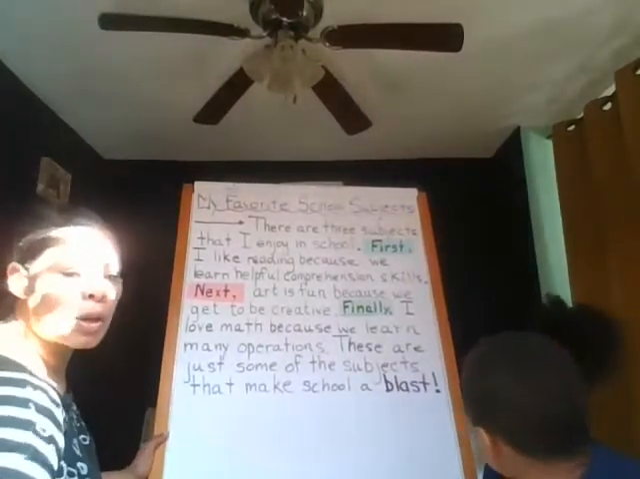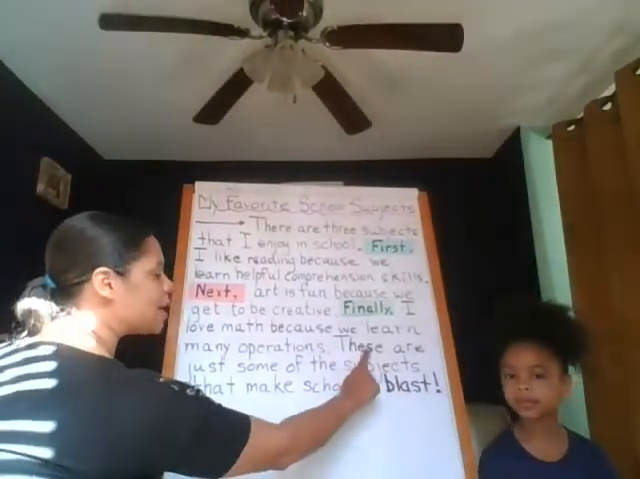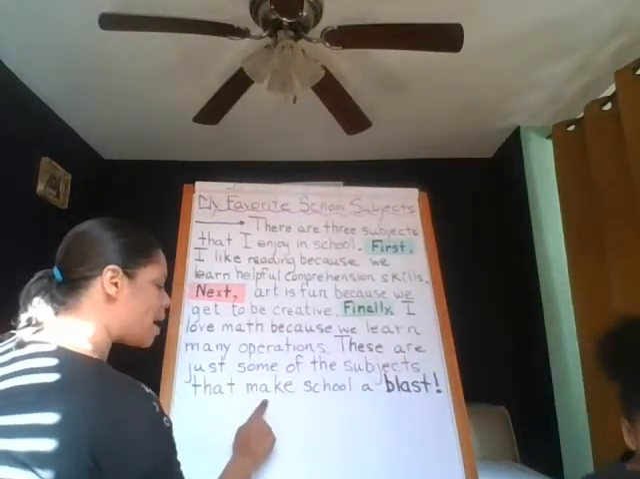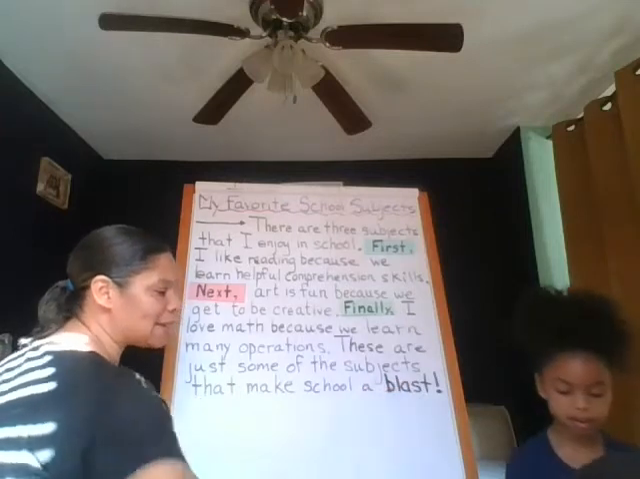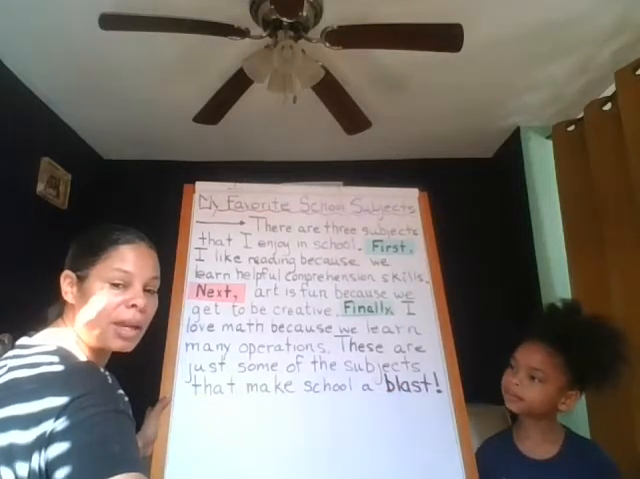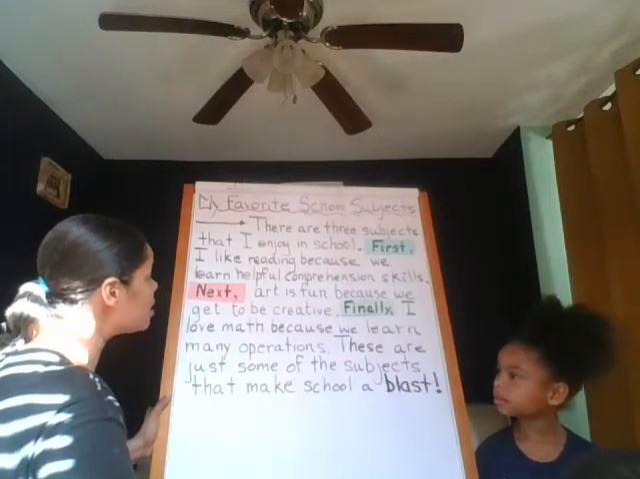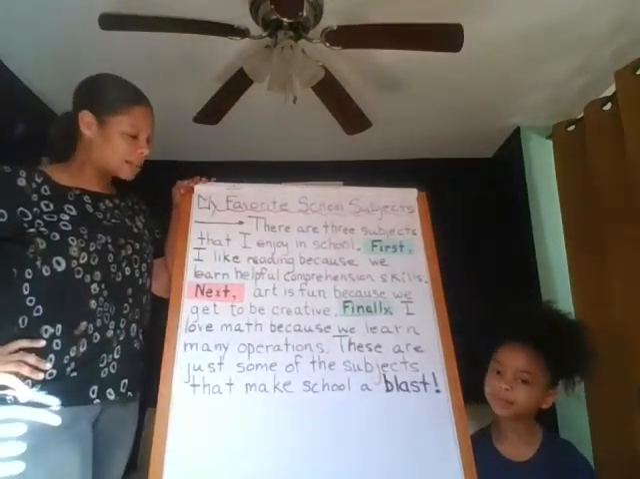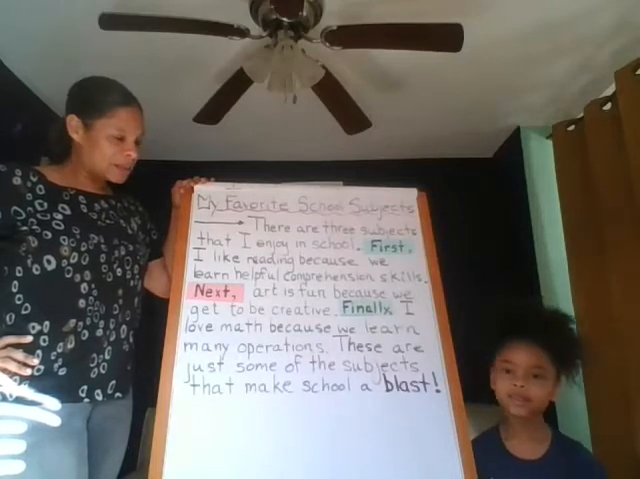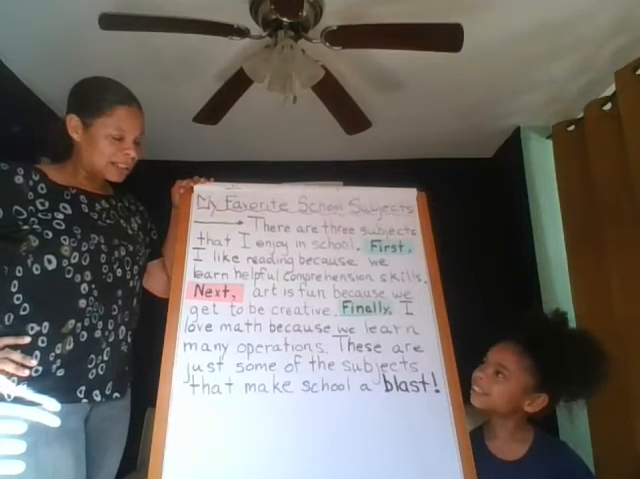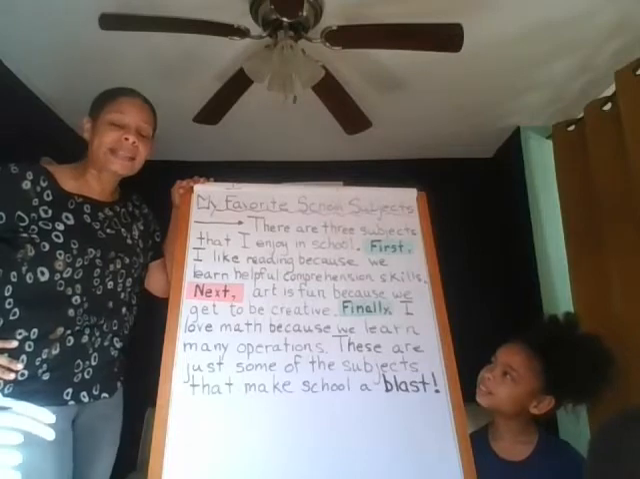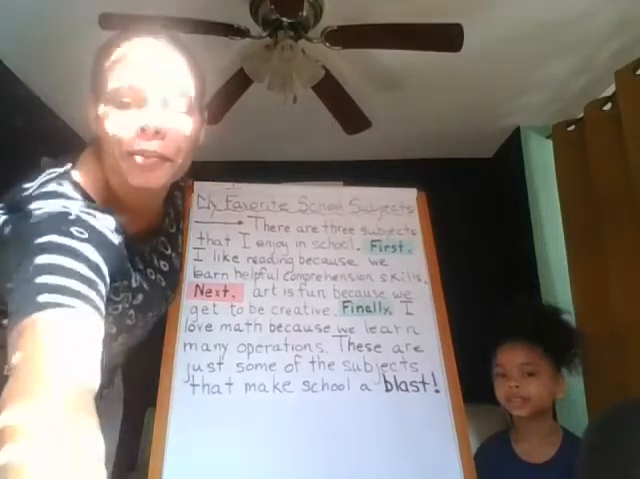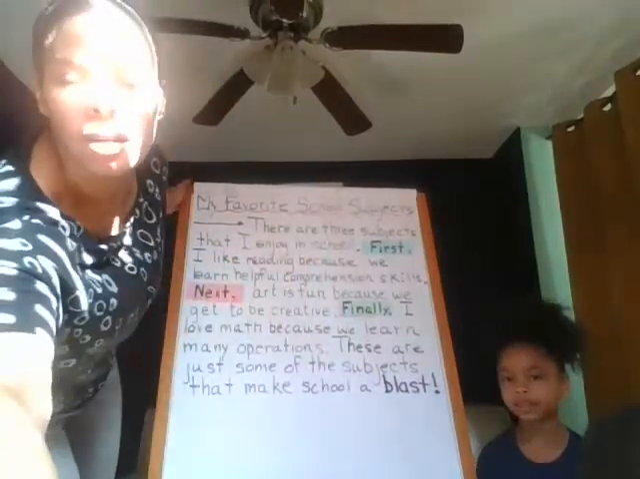So this is our closing sentence or our concluding sentence. These are just some of the subjects that make school a blast! Exclamation mark. Okay. And that is our 5-sentence paragraph. Wasn't too bad, was it? Did you guys think it was hard? No. You think it was confusing a little? Not really. Not really? Okay, so that's why I wanted to take it step by step. So put me on pause and I'm going to tell you what your homework is for the weekend. Get all this written down.